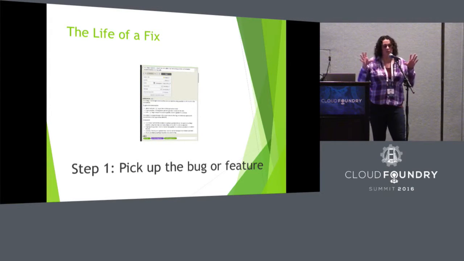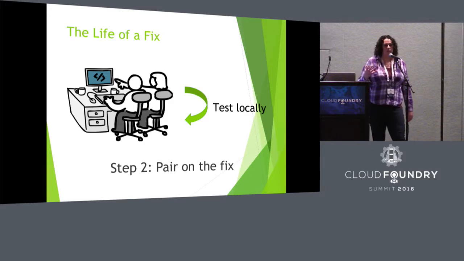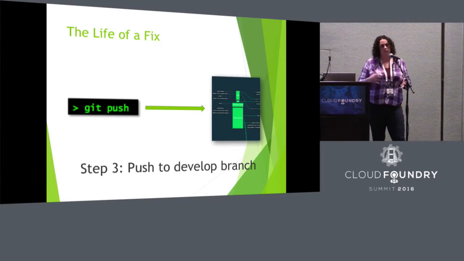Just as a general overview of how we do development on the team, the very first thing that happens when we have a story or a bug is we see it in the top of the backlog. The pair takes a look at it, marks it as being started, understands the requirements, the acceptance criteria of the story, and then starts actually doing the testing and development to get a fix for it. Once they're ready to go, they do a git push.